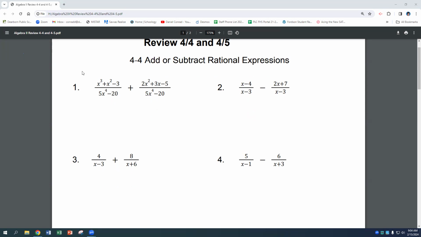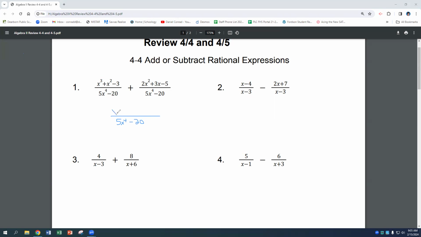All right, to add and subtract our rational expressions, just like we would do with regular fractions, we have to have a common denominator. So on number 1 here, we already have a common denominator. That common denominator is 5x to the 4th minus 20. Okay, so all we're doing here then is combining everything on our numerators.